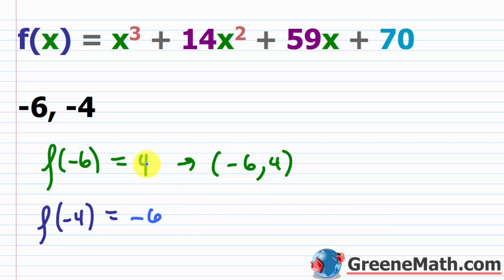So this guy is positive. This guy is negative, right? So 1 point would be negative 4 comma negative 6. So because we go from positive to negative, I know that there's going to be a 0 between those two numbers. Again, my y value here is positive 4. My y value here is negative 6. So at some point between an x value of negative 6 and an x value of negative 4, I'm going to have to cross the x-axis or get a y value of 0.